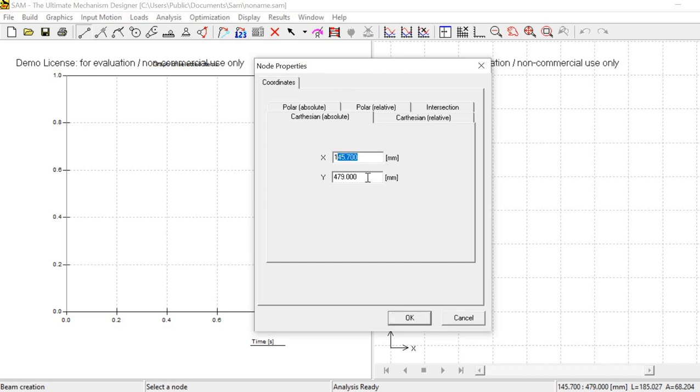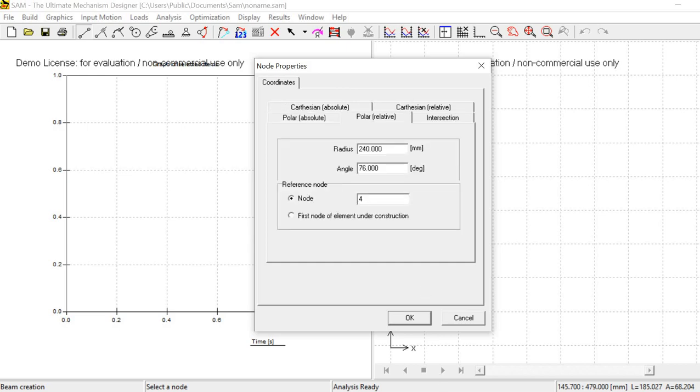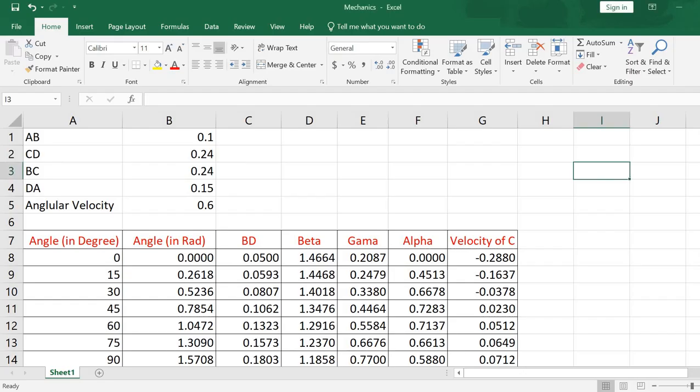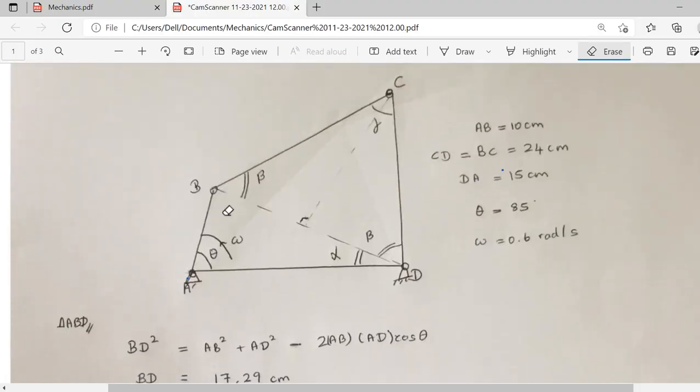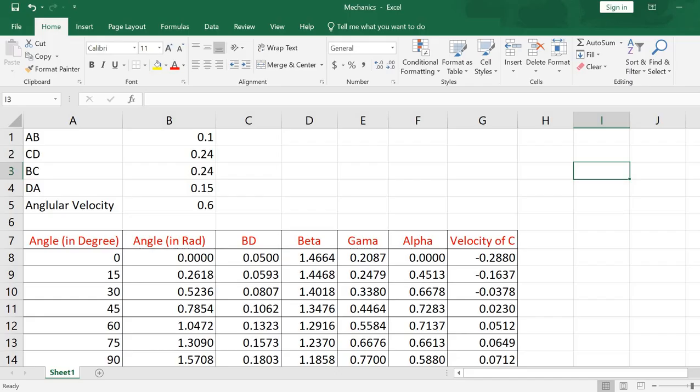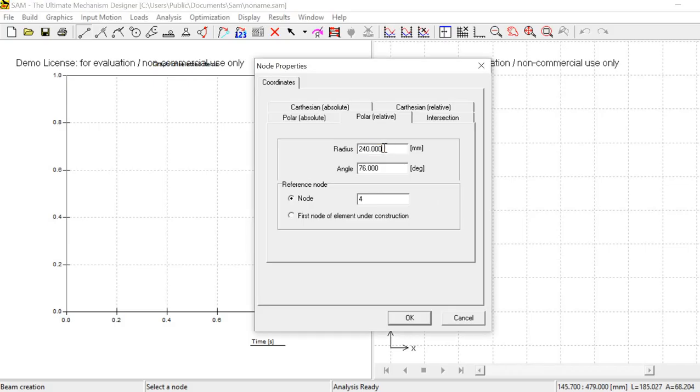It asks for the direction, and the length from the x-axis and y-axis. But here we are going to use polar, because as I have mentioned in this practical, I have got the value of AB as 10 centimeters. It's not the value of x or y. The radius value is 10 centimeters, so I'm going to use that. In millimeters it would be 100.